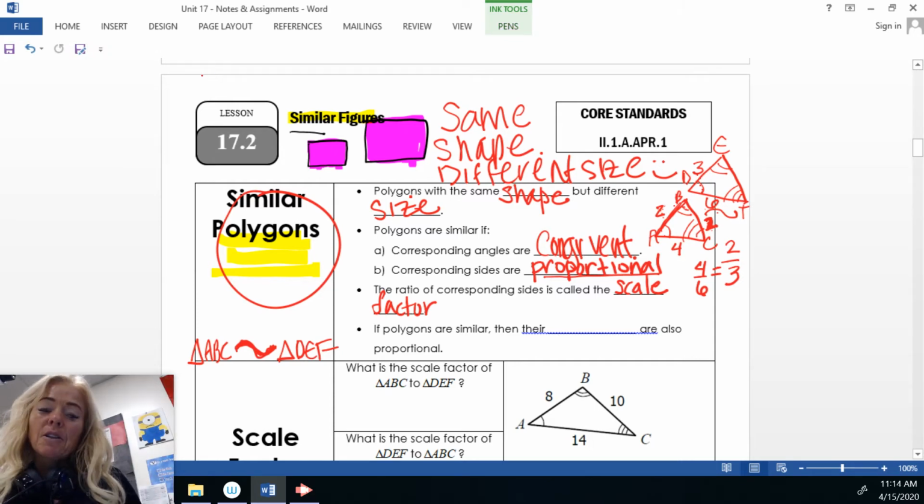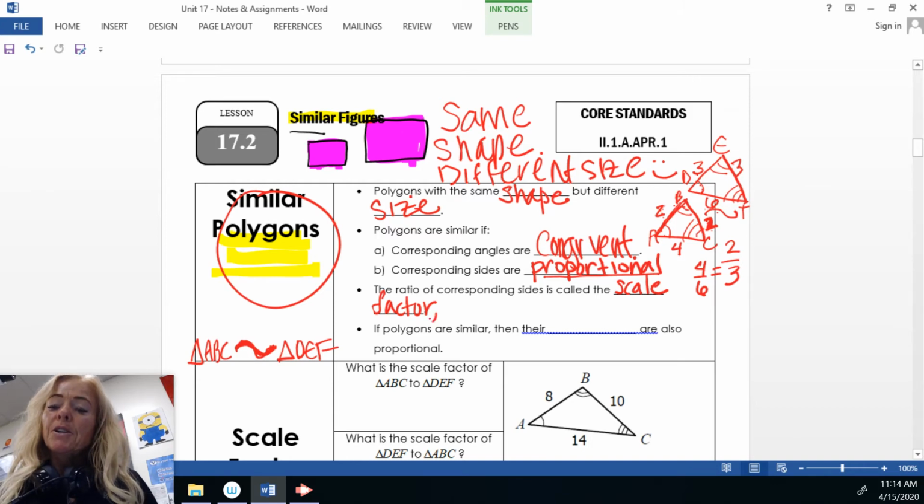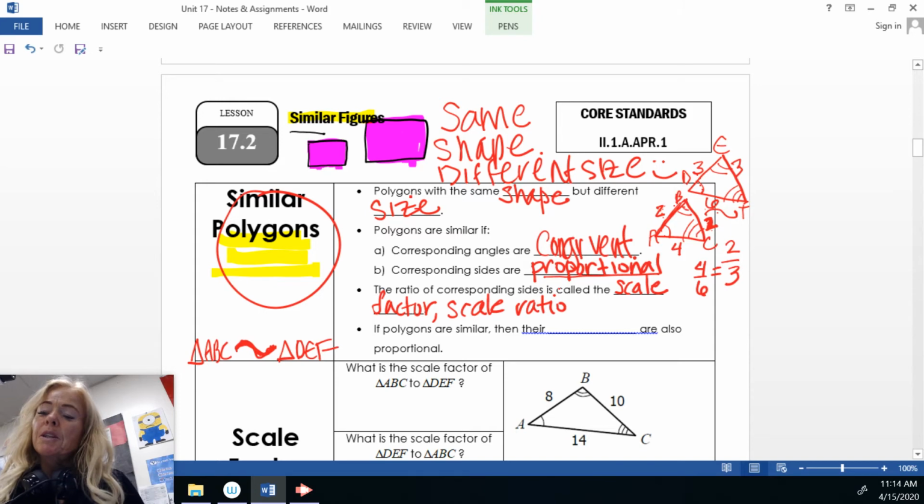I can look at a side that I do know the ratio for, 2 to 3, and 4 to 6 also is 2 to 3. And if this side is 2, then I automatically know this side has to be 3 because that is the scale factor or the scale ratio. The scale ratio is going to be 2 to 3, and I can guarantee that for each of the sides because they're similar triangles.